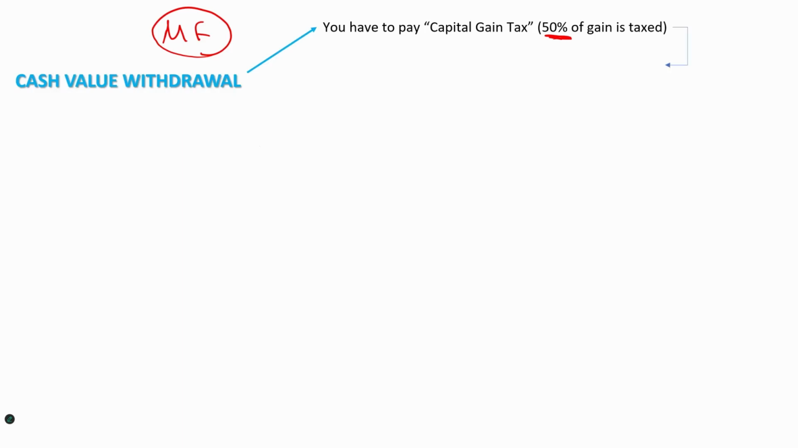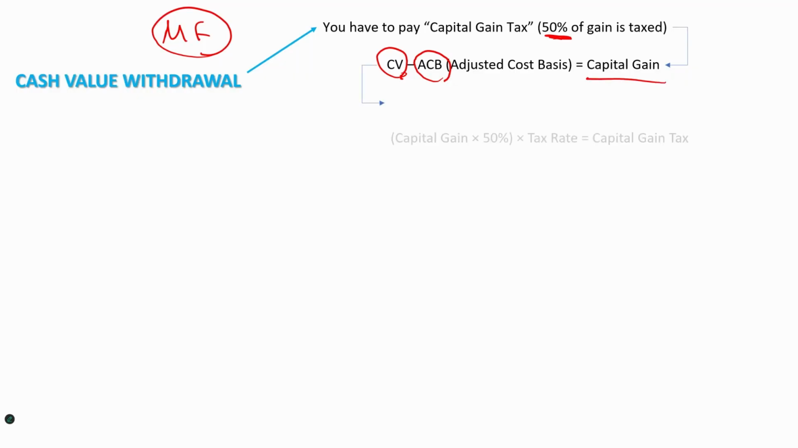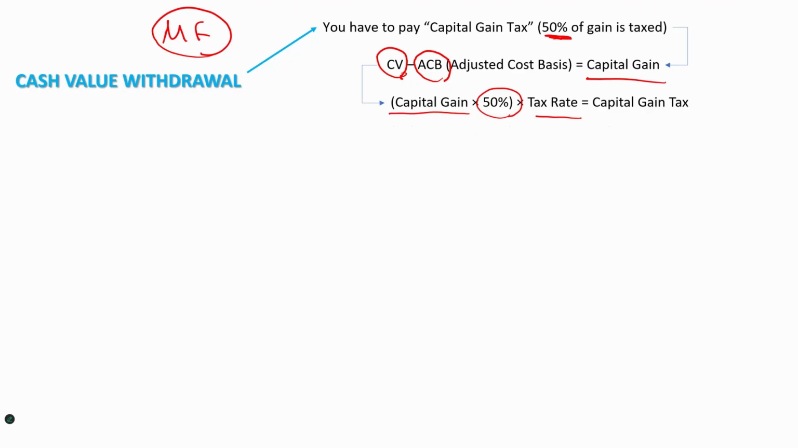So how it's going to look like is this. Again, my cash value minus whatever I've put in, which is the ACB, equals the capital gain. And I have to pay tax on 50% of it. So whatever the capital gain is, I first take out 50%, and then whatever my tax rate or my MTR is, that is the amount of tax that I'm going to pay.